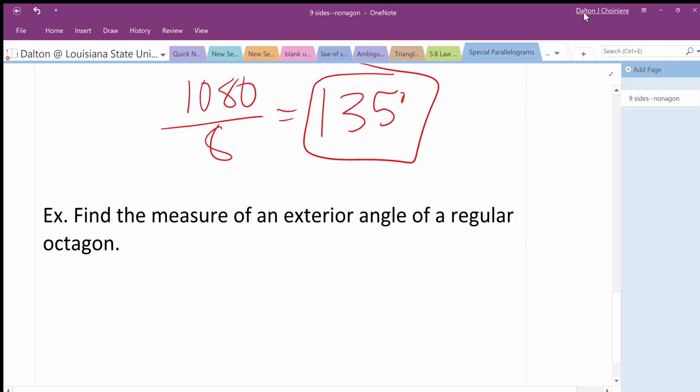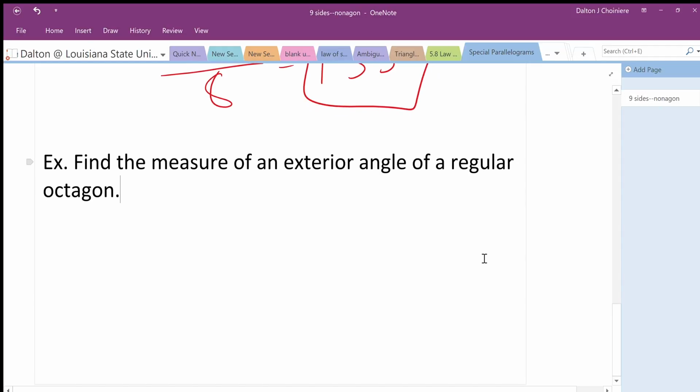Here you go. Find the measure of an exterior angle of a regular octagon. Okay, how is this question different than the other ones? Okay, and exterior doesn't really have a formula. Like interior has n minus 2 times 180, but what is exterior?